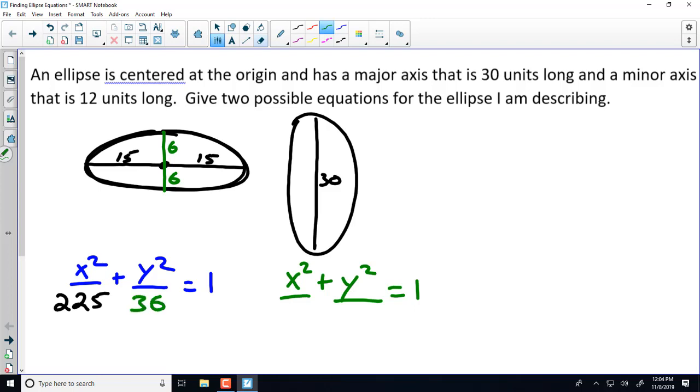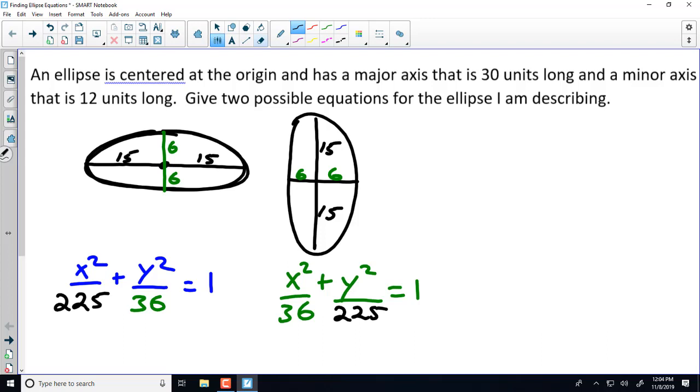But if we look at this one over here, and you might have already guessed what's going to happen here, that's okay. Up and down 15, left and right 6. So the only difference here is where the numbers go. So left to right 6, we square 6, 36 goes under the x squared, and we square 15, and once again that's 225, and that goes under the y squared.